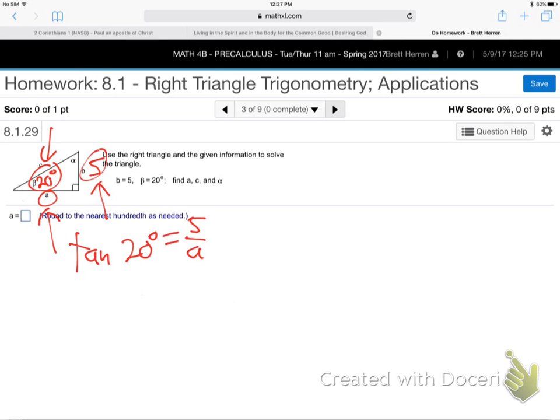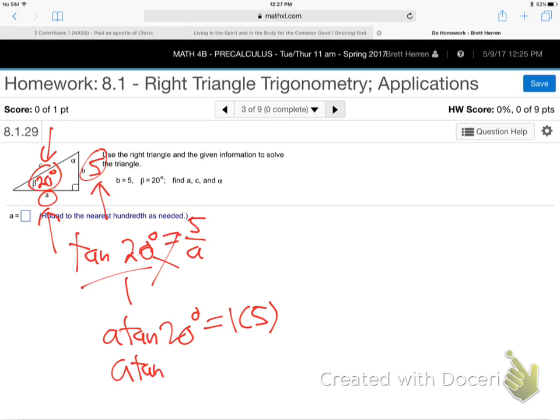So what do you do? There's a lot of things you could do. You can multiply both sides by a. That's fine. Or you could put this over 1 and cross multiply, or just multiply by a. Same thing. A tan 20 is 1 times 5. You with me? So I just cross multiply, or you could just multiply both sides by a. That'll work just as well. Exactly the same. So now this is a tan 20. 1 times 5 is 5. Now you know what to do. Just divide by the tan 20.